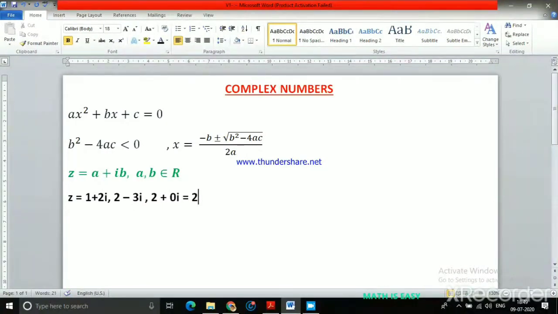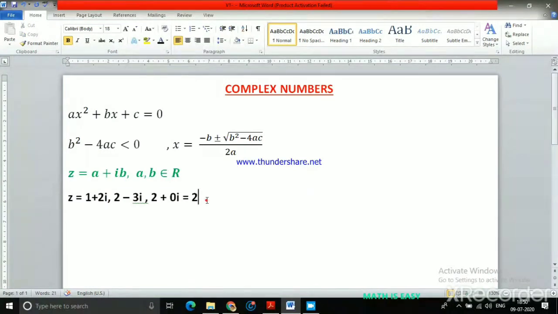So based on this property, I can say every real number is a complex number, but every complex number cannot be a real number. Because if I say 1 plus 2i, this is not a real number. 1 is a real number, 2 is a real number, but 1 plus 2i is not a real number. So can I say a real number is a subset of complex numbers? Yes, real numbers are a subset of complex numbers. So the complex number system is bigger than the real number system.